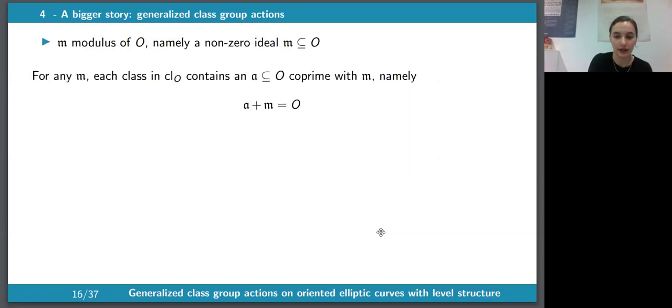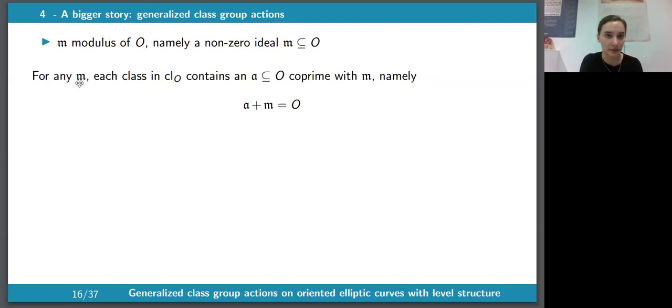So I would like to now explain to you what the ray class group is. Bear with me a little with some more definitions and some more notation. From now on, M will be a non-zero ideal of O as well, that I will sometimes call the modulus.